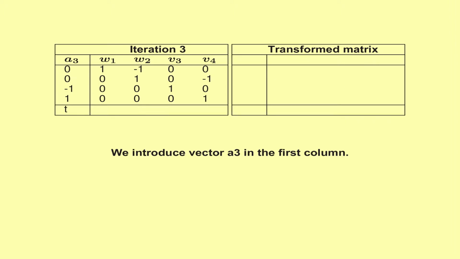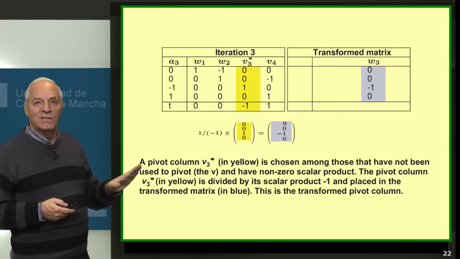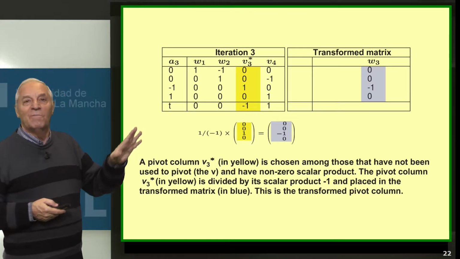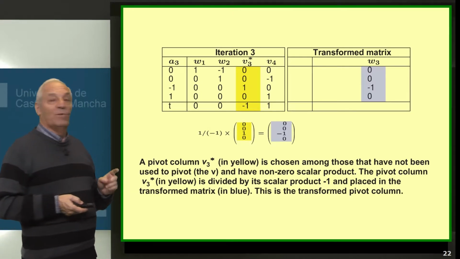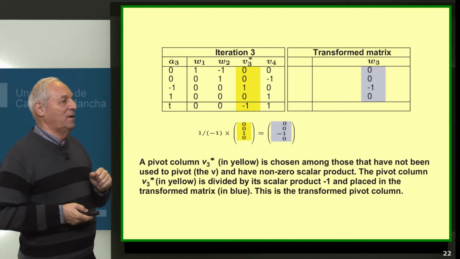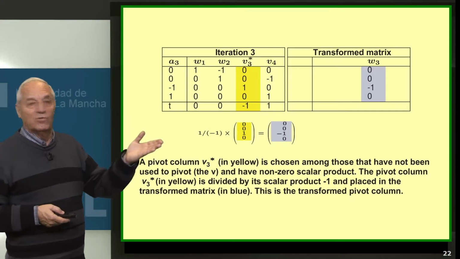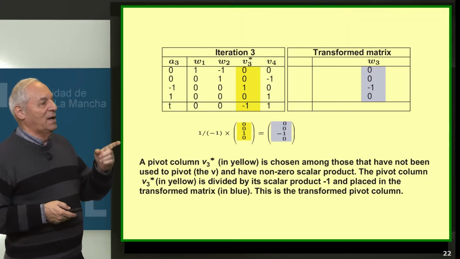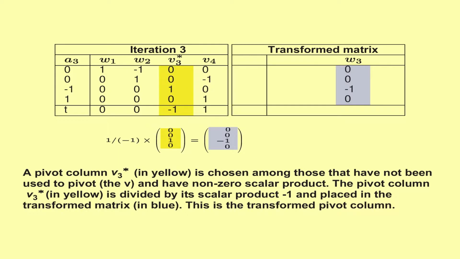We choose the next vector, the A3, which is 0, 0, minus 1, 1, and we calculate the scalar products for all the columns. Now, we have two pivot invalid columns, the w1 and w2, but the others are valid, because their scalar products are different from 0. We choose the v3, we put an asterisk, to indicate that it is a pivot, and we put it in yellow color. How is the pivot column transformed? Dividing by its scalar product, which in this case is -1, then we change the sign. The blue vector, which is the yellow vector, changed sign.